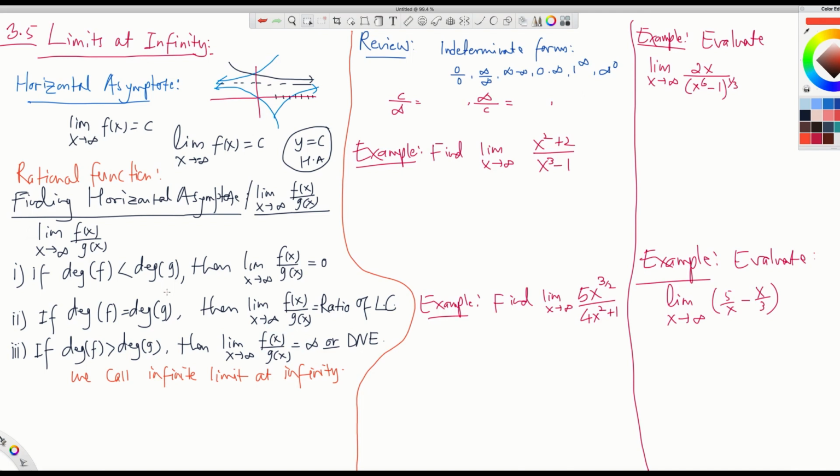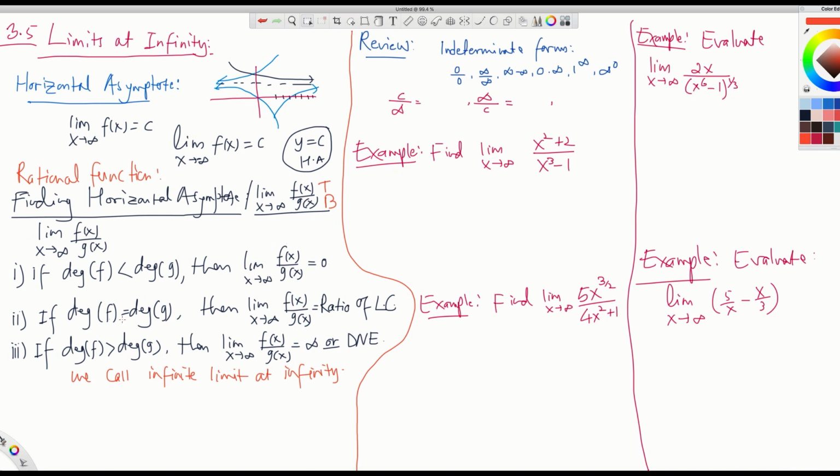This is again from college algebra. Let's say this is the top function and this is the bottom function. If the degree of the top function f is smaller than the degree of the bottom function, then the limit is always 0. I will show you how that will be 0, but just recall that from college algebra. So the limit is always 0, or the horizontal asymptote is 0.